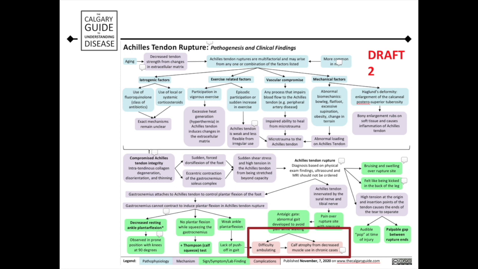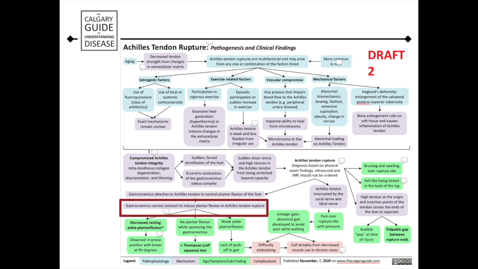Here, we have a complication leading to another complication, which always raises a red flag in my eye because if there's no mechanism, then how does a complication lead to another complication? So what we do here is that we notice in the second red text box, calf atrophy from decreased muscle use in chronic cases. Again, this is not only written in the passive voice, meaning the cause is put after the effect, but we have a mechanism that's hidden in this complication text box that should be written in its own separate purple text box.